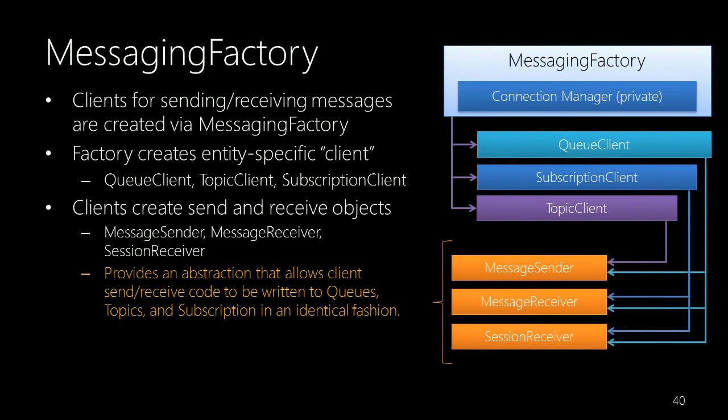Now, why do we need that factory? Why can't I just say new queue client? The reason for that is that there's a connection manager sitting inside the messaging factory that's trying to pool connections and trying to create as few connections as we can into Service Bus. And therefore, we have this one infrastructure, and we also need to go and reconnect to Service Buses eventually, which we're not doing right now. So this is why this is all gated by this messaging factory. And the queue client, subscription client, and topic client then yield the objects that you actually interact with, that you send messages through, and that's the message sender, the message receiver, and the session receiver.